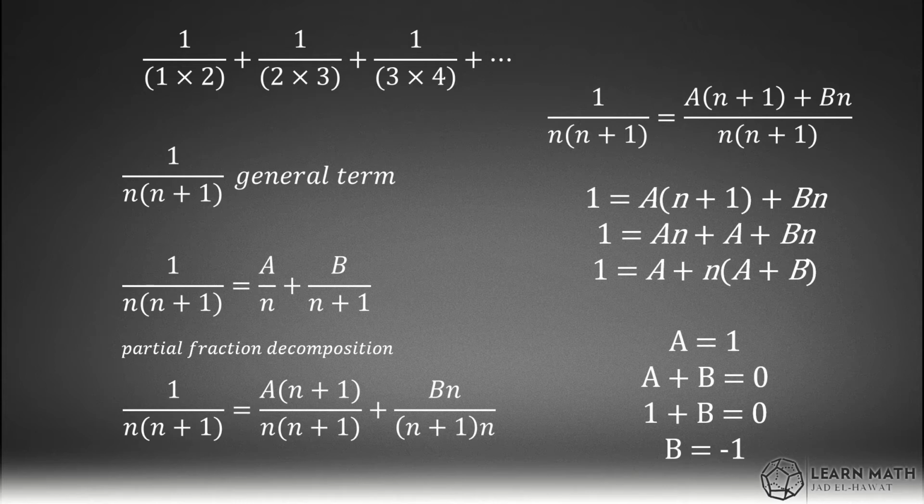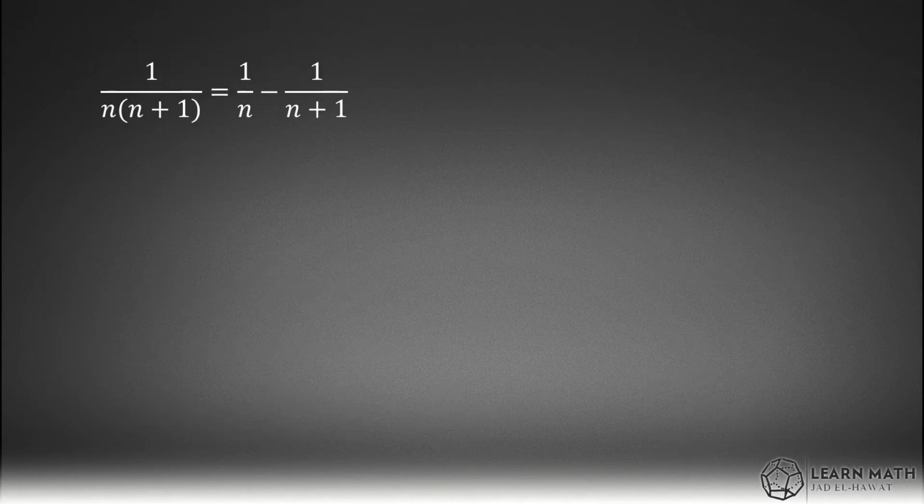We can solve for a and b because we need the right hand side to equal the left hand side. So the constant term a has to be equal to 1 to match the left hand side. And the coefficient of n, which is a plus b, has to vanish and be equal to 0. So we get a equals 1 and a plus b equals 0. 1 plus b equals 0, so b equals minus 1. We therefore have the partial fraction decomposition: 1 over n times n plus 1 equals 1 over n minus 1 over n plus 1.